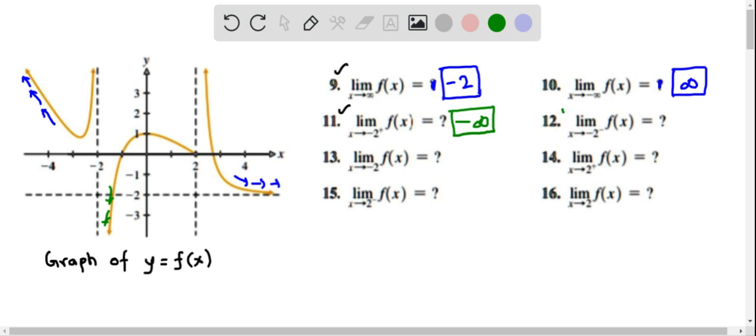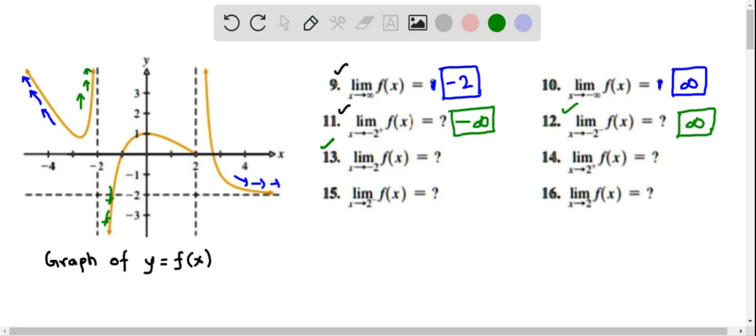Now let's do question 12. Here we find the limit of f of x when x approaches negative 2 minus, which is when x approaches negative 2 from the left. So this is when x approaches negative 2 from the left. So it looks like f of x is approaching positive infinity. So the value of this limit is positive infinity.